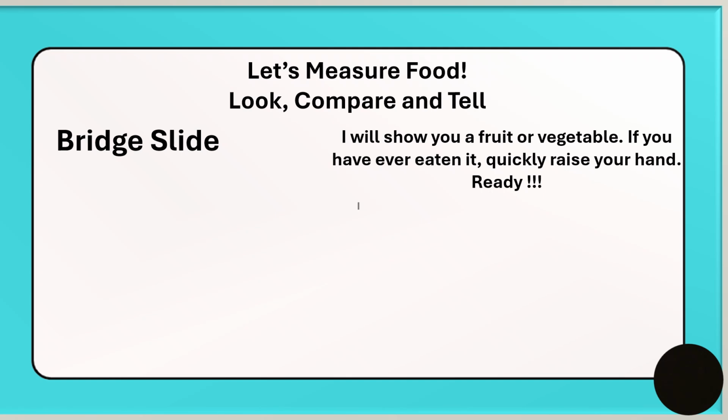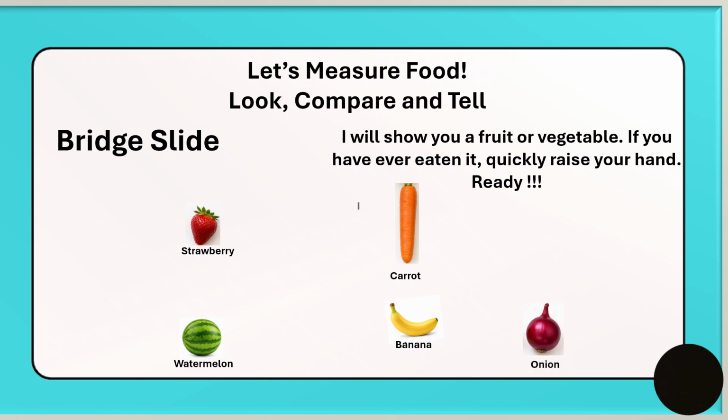In this lesson, students become food detectives. They will learn about measuring by looking at everyday healthy foods like strawberries, carrots, watermelon, banana, and onions. To start the lesson and get students excited right away, I use a quick game. I will name the food on the screen and students will raise their hand if they have ever eaten them. This fun game gets their attention, connects math to their real life, and gets them ready to compare food size.